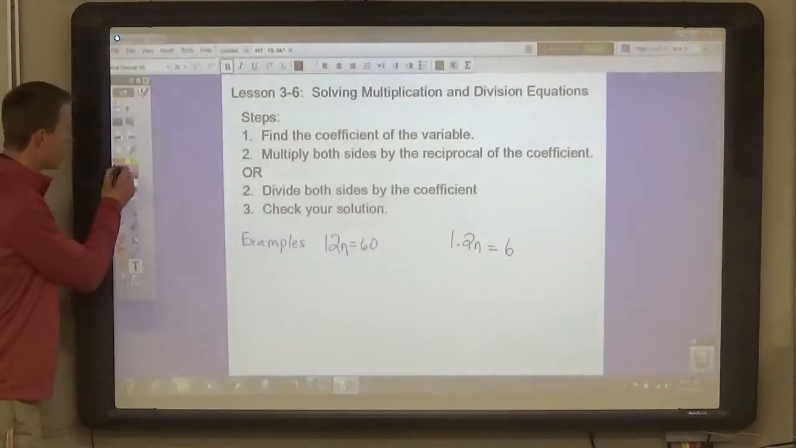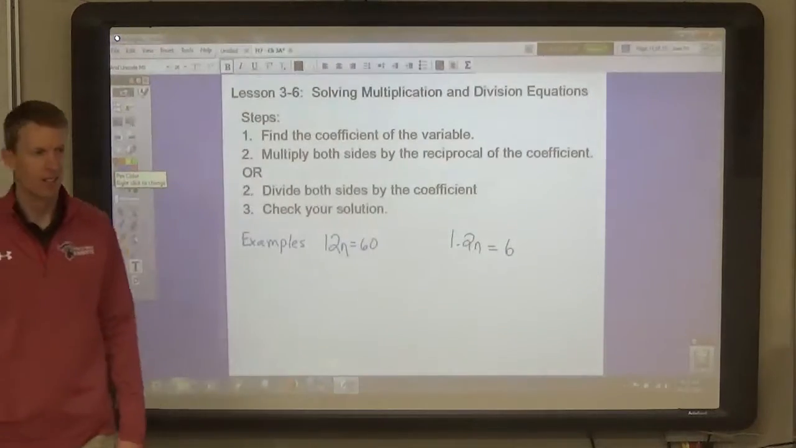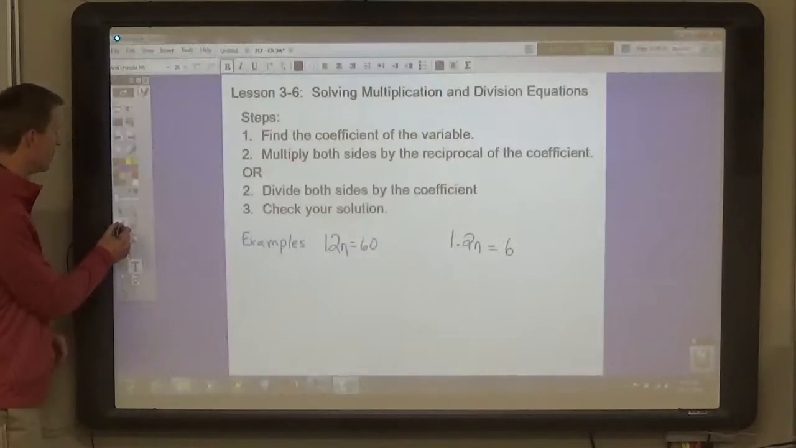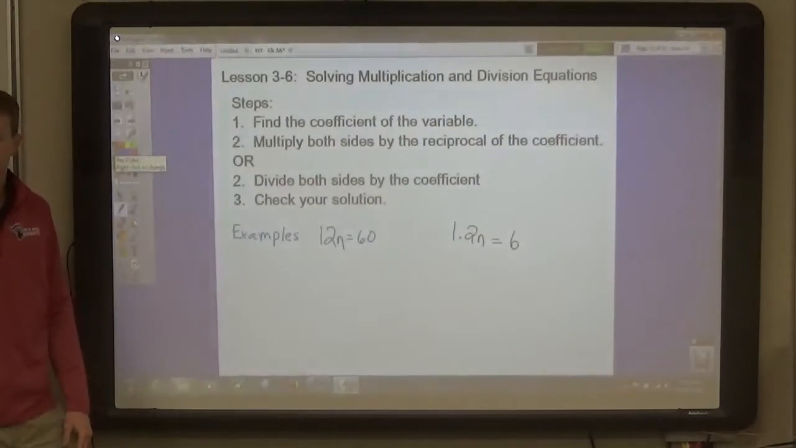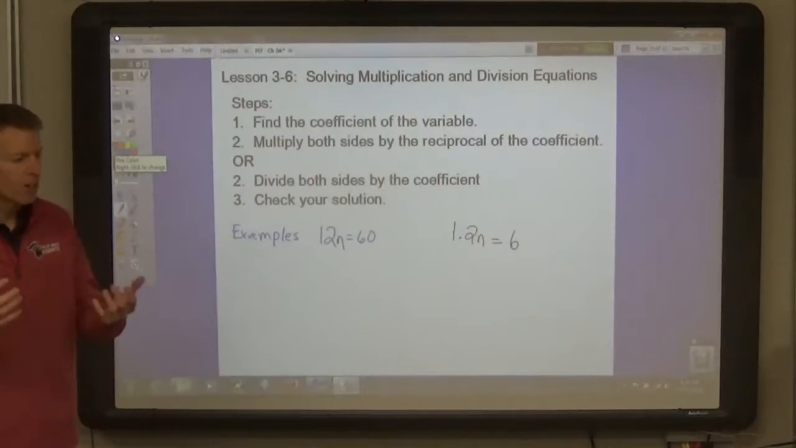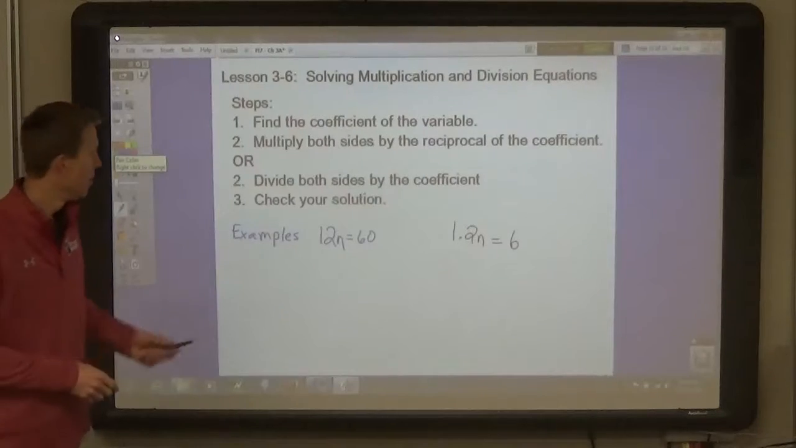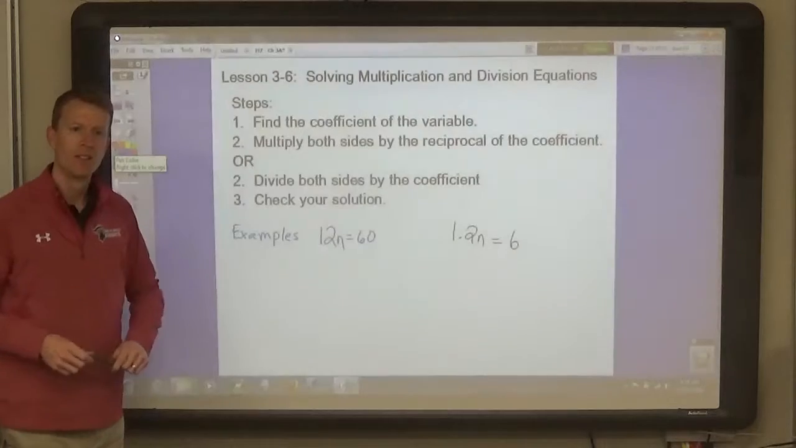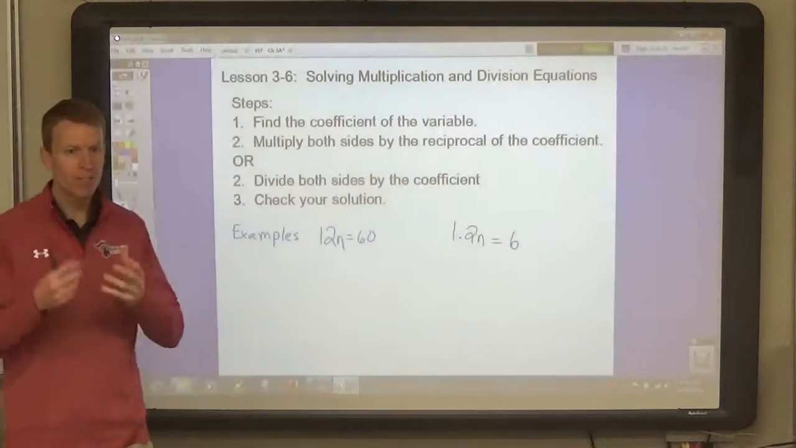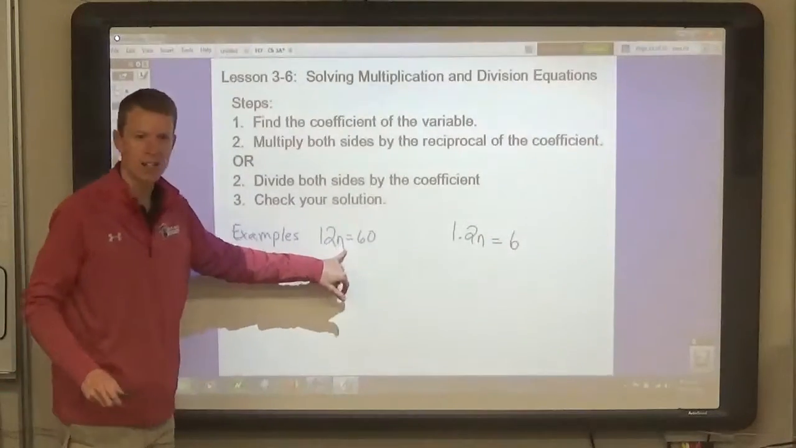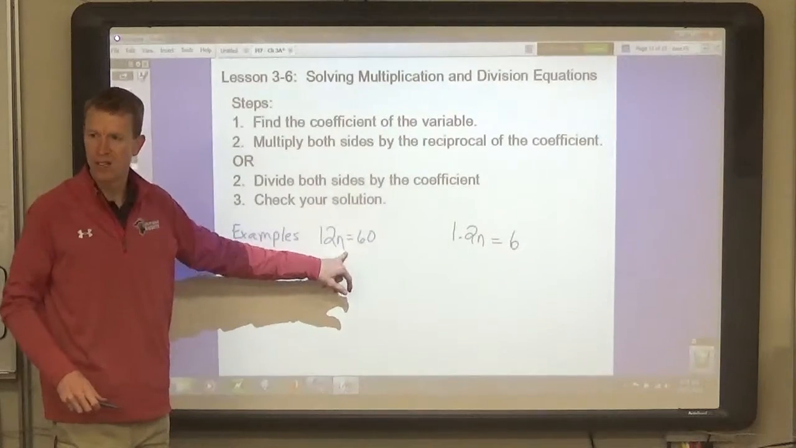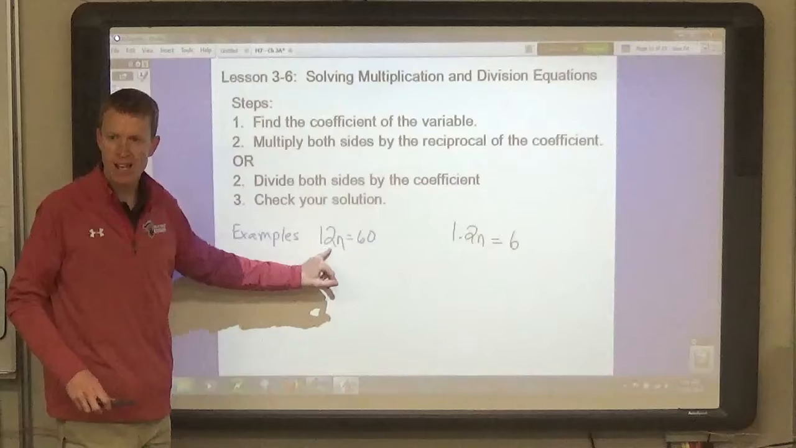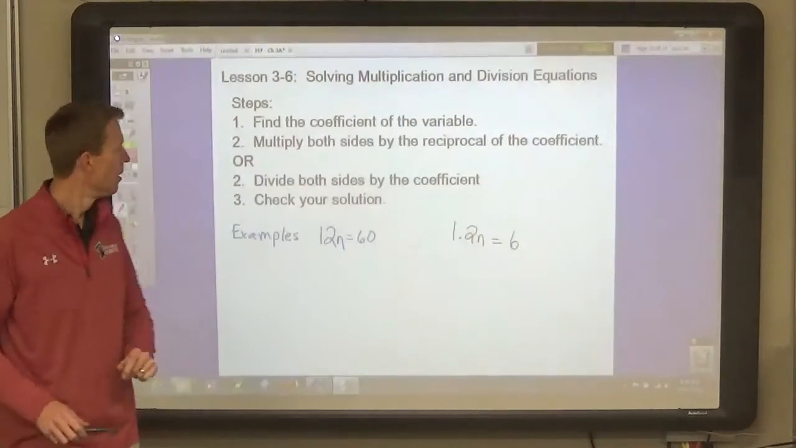What does the coefficient of the variable mean? That word coefficient, what does that refer to? What does it tell you about the variable? 12n. How many variables there are? Yeah, how many of the variable there are? There are 12 n's here. Okay? Or, this also means 12 times n, doesn't it? And that can give you a clue about how to solve it.